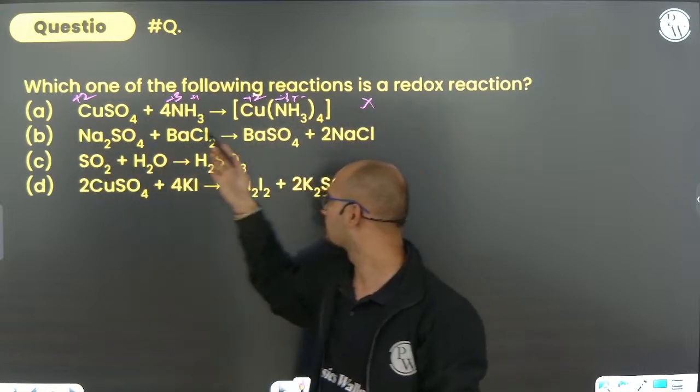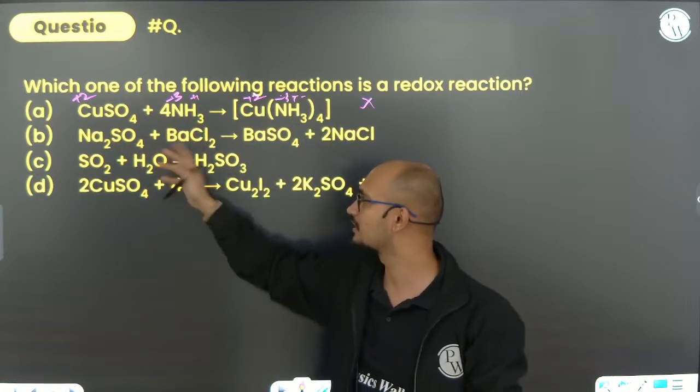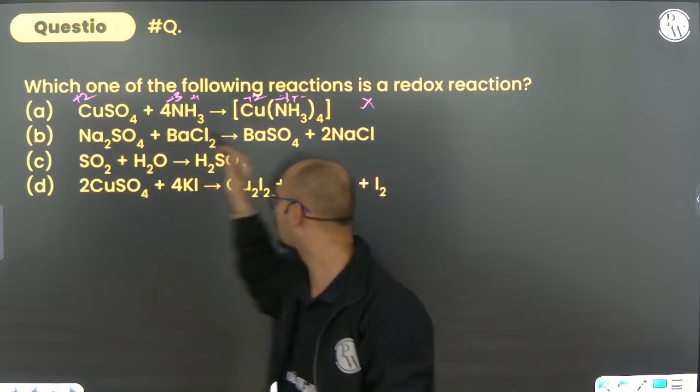Here Na2SO4 plus BaCl2 converting into BaSO4. It is nothing but, can you see that all these ions are changing places? Barium sulfate is formed, sodium chloride is formed. So therefore it is ion exchange. No, not at all. It is also not a redox reaction.